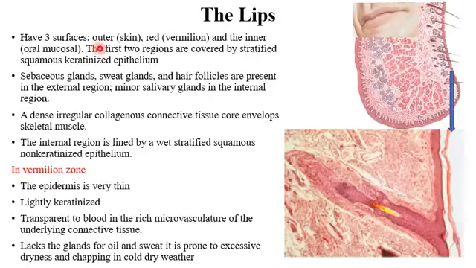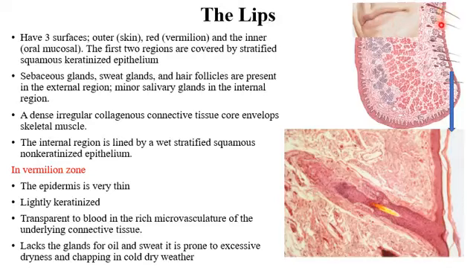The lips guard the entrance into your oral cavity and digestive system. They have three surfaces: the outer surface covered by thin skin, the inner surface lined by oral mucosa, and a transitional zone between the two surfaces called the red margin or vermilion border.